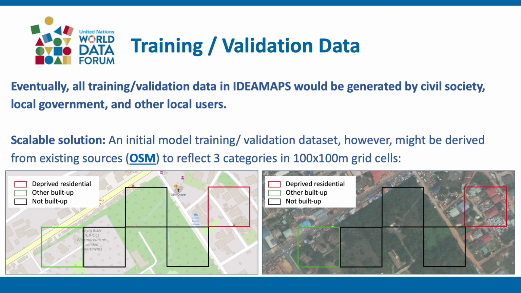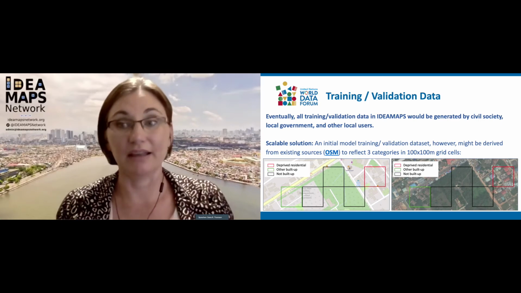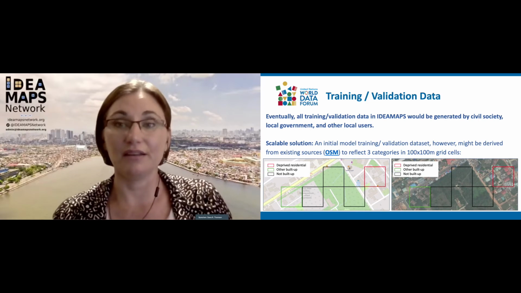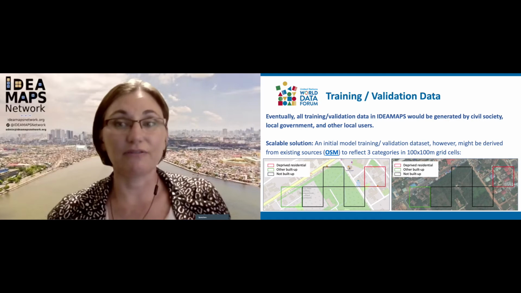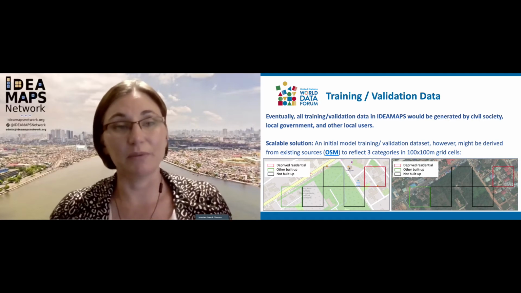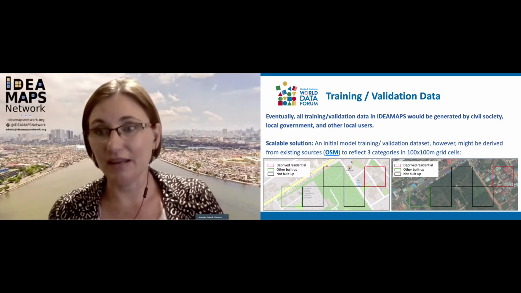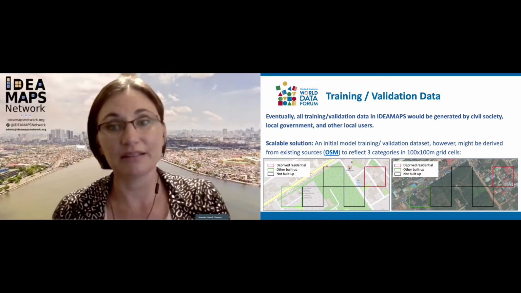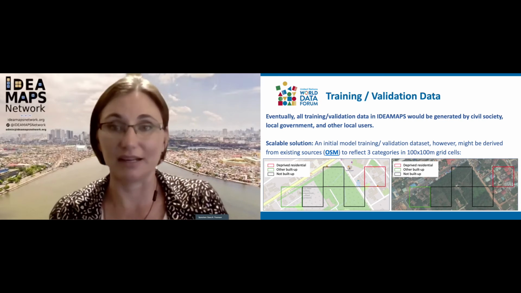The second set of data has to do with training and validation. Ultimately, if the whole ecosystem is working in a healthy kind of way and people are getting meaningful information out of it and contributing meaningful information in, we will have regular training and validation data. But to get started, the first set of data might come from OpenStreetMap if we can simply, with some certainty, map specific 100-meter grid cells that are deprived residential areas, other built areas, or not built up areas. So that is the second set of data we're working on.